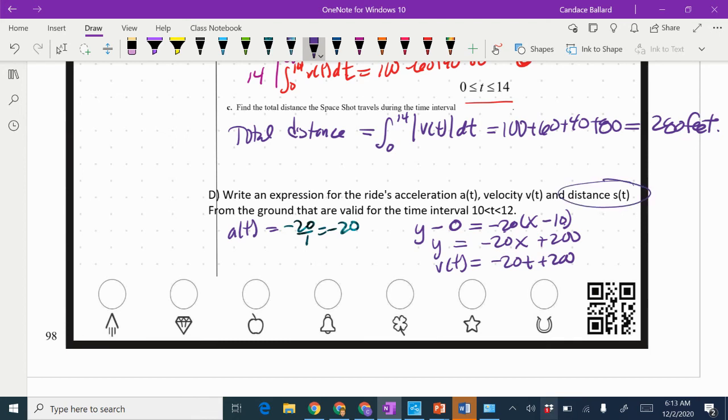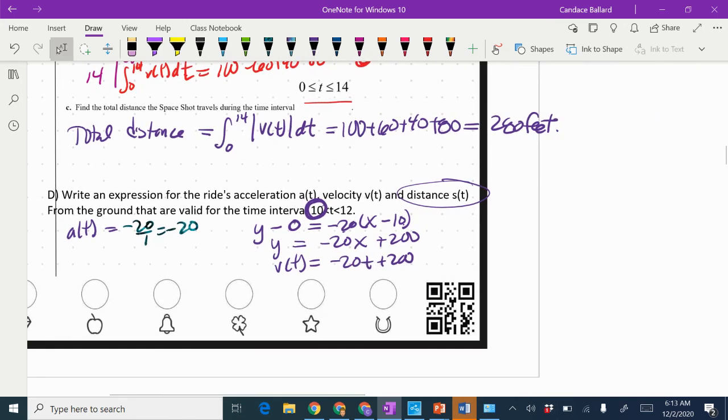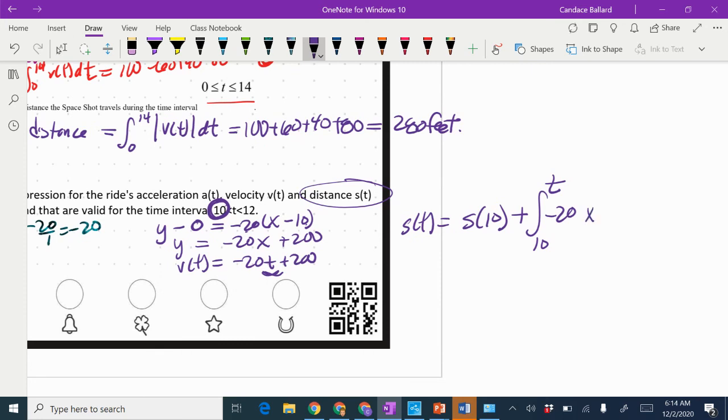To get the distance, I know I need to integrate the velocity, but I need to start with wherever it's at 10. So the way that I would write that out is s of t equals s of 10, which I need to know, plus the integral from 10 to 12 of negative 20. I take that back. It wants me to keep this in terms of t, so we're not necessarily going to know we're ending at 12. So we're going to go from 10 to t, and then I'm going to change this t to an x. So negative 20x plus 200 dx.